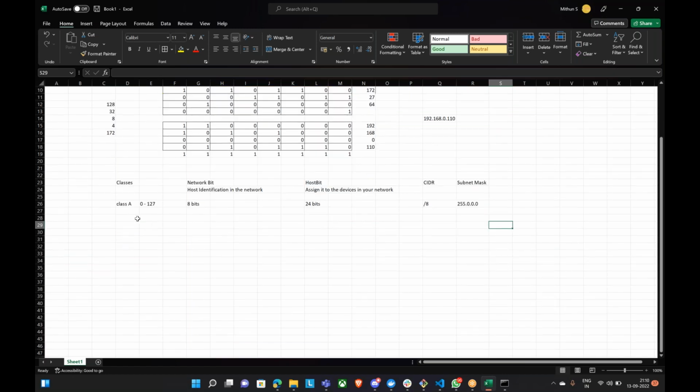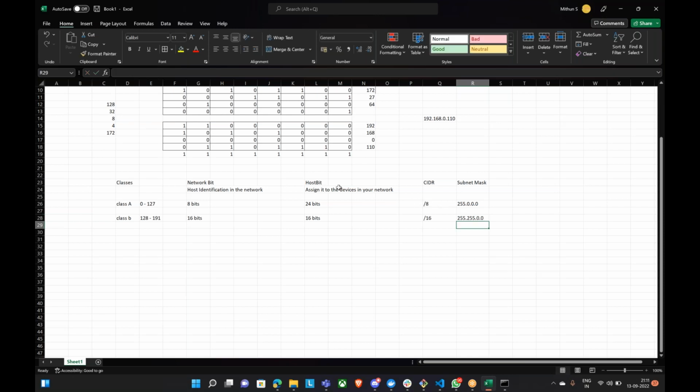Now coming to class B. I will write class B: 128 to 191. If you are using class B, then your IP range should be between 128 to 191, and you are going to dedicate 16 bits to the network and 16 bits to the host, and your CIDR will be /16. Then what will be the subnet mask? 255.255.0.0.